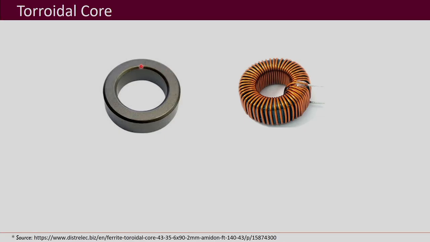Now I'll show you pictures of only a few of them. There are many different geometries of magnetic cores. One of the widely used core geometries is the toroidal core. This is the shape of the core. You can see here it's just circular, and then conductors are wound on it like this all throughout, and that makes an inductor.